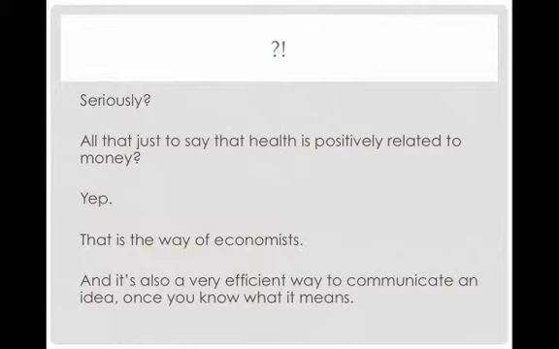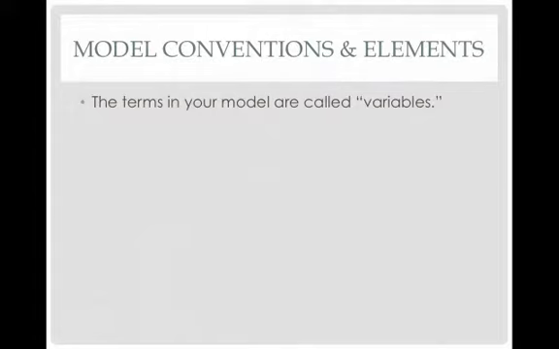I can just look at a paper and say, oh, I'm going to look at the model, and I'll know, okay, what's on the left-hand side, what's on the right-hand side, what is the story, in a very, very concise way that the researcher is trying to tell me. Okay, so I want to go over some model conventions and elements of models. All right, you already know, I think, that the terms in your model are called variables.